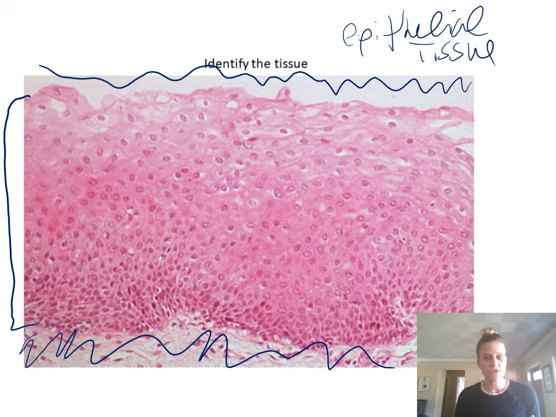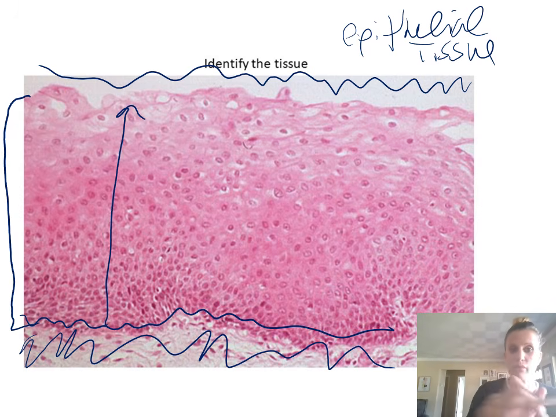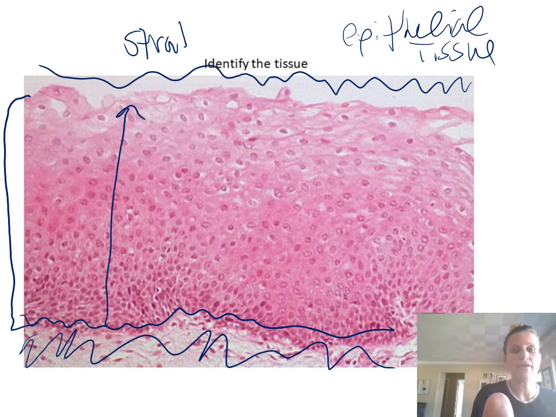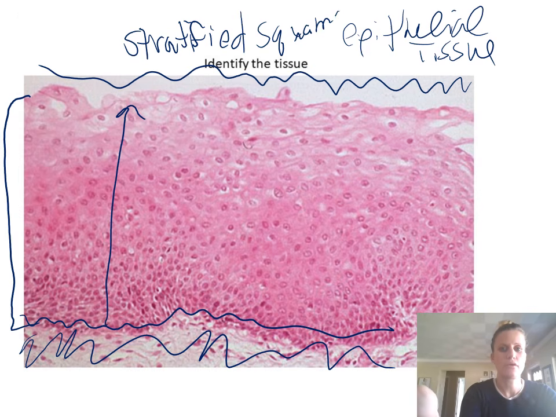There's obviously a lot of layers of cells here, right? The bottom layer of cells is way down here, and then look how many cells get stacked on top until it gets to the top. A lot. So that is not simple anymore. Now this is called stratified. Now what shape are the cells? These cells are pretty flat, right? They're not like these nice squares all aligned. There's not these rectangles all aligned. It's kind of messy, honestly, but there's lots of kind of flat cells. So this is stratified squamous epithelial tissue.